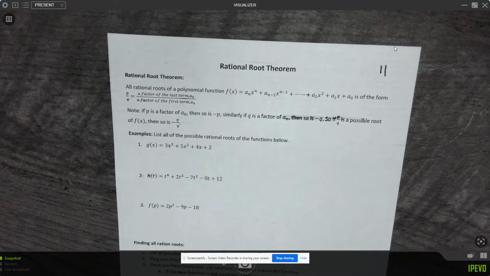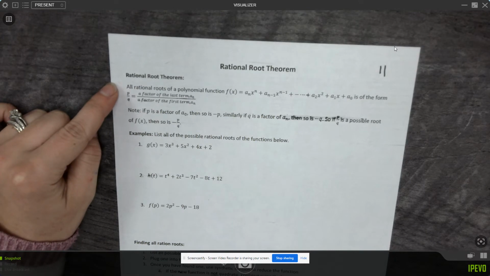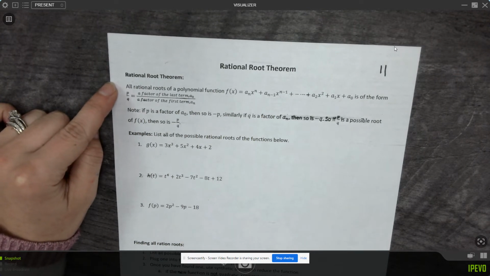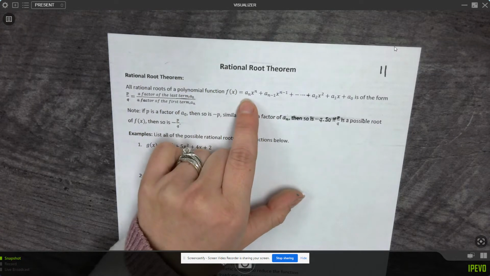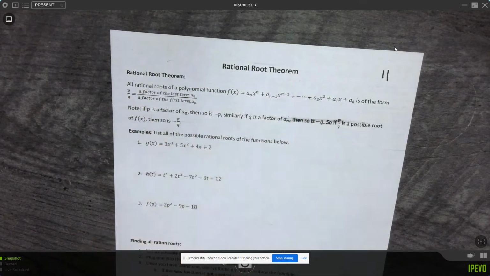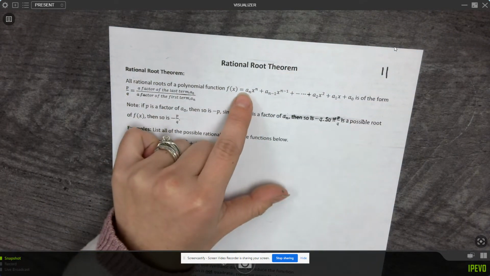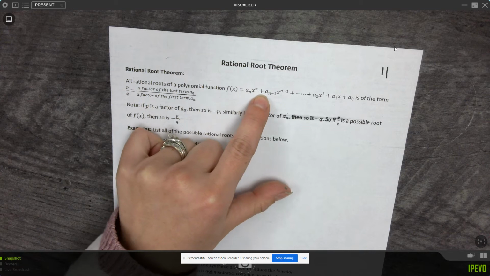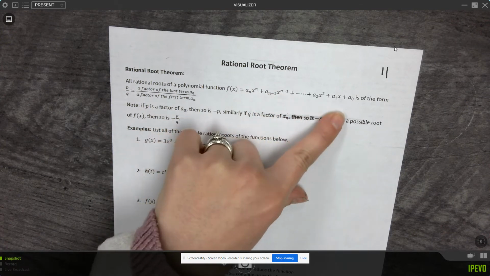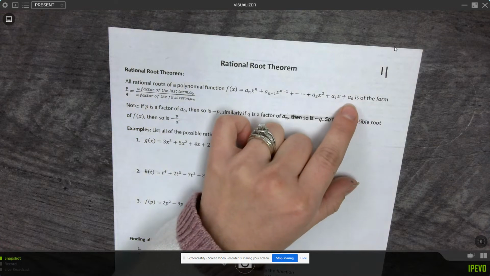So sometimes your polynomials cannot factor, or it's not as easy to factor. So we're going to go through the rational root theorem here, and you'll see how that is helpful. The rational root theorem says all rational roots of a polynomial in any format of a function, where all these a sub n's are just some numbers, and your n and n minus 1 are all exponents. So this would be something like 3x to the fourth plus 2x to the third plus so on and so forth until you get down to your constant at the end.